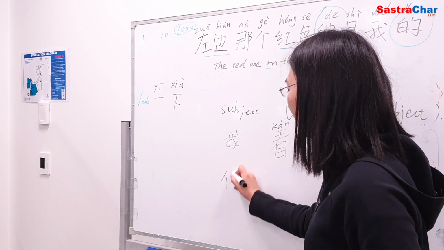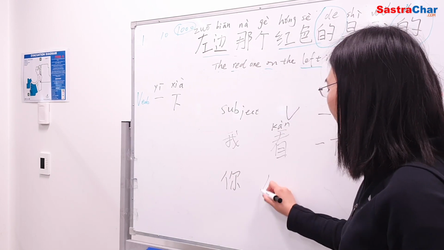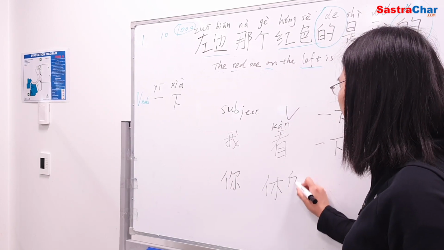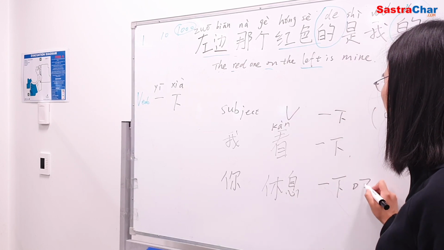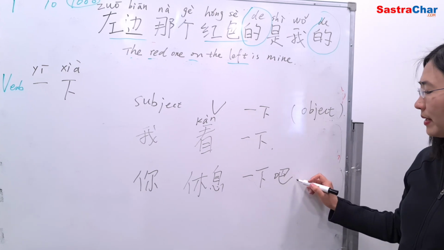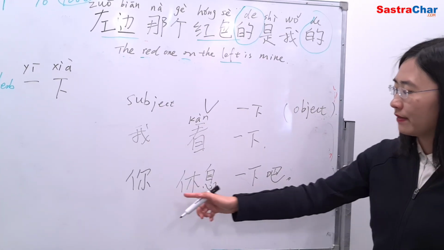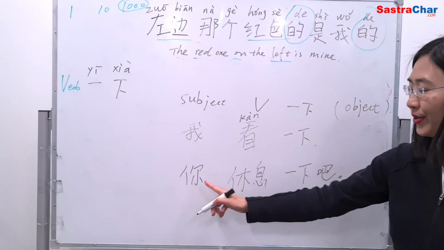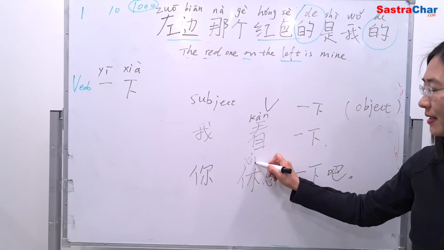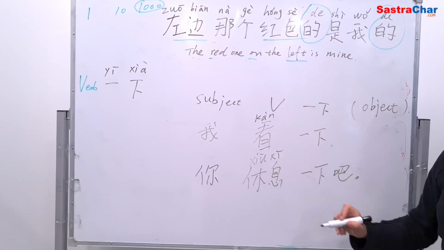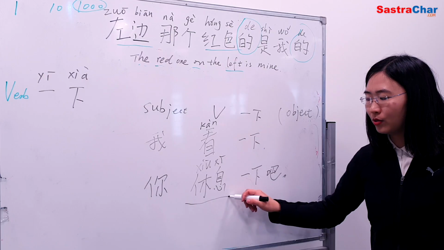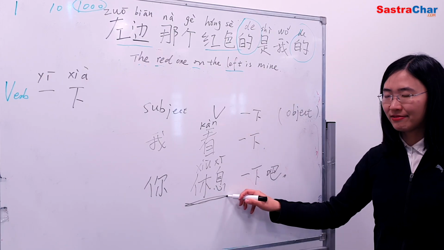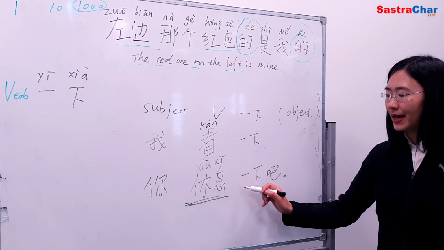Then, the second sentence. 你休息一下吧. Yeah, this is a little bit different from this one. First, 你 is you, right? You. 休息 means rest, to take a rest. Yeah, to take a rest. It's one of our old words. Yeah, take a rest. So you take a rest, and 一下.